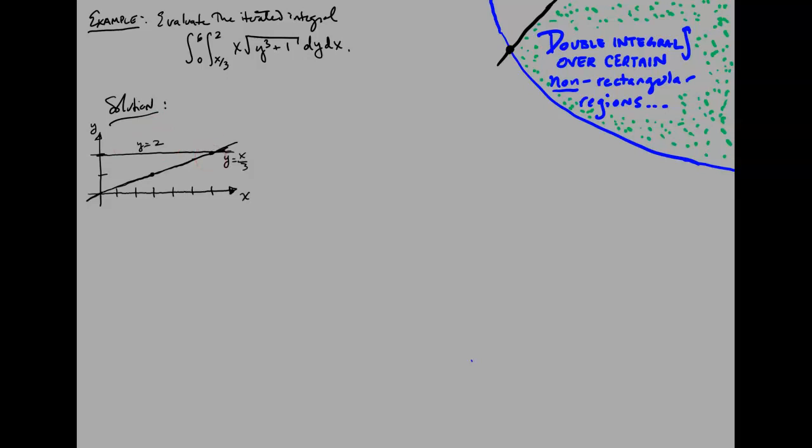And the intersection of these two lines is here at the point 6, 2. Now back to our iterated integral. We're letting y run between x over 3 and 2. So that looks like a line like this, a little vertical line. And then we're letting x sweep that line out from x equals 0 to x equals 6. So starting here at 0, sweep, sweep, sweep, until we get to 6, stopping right there.